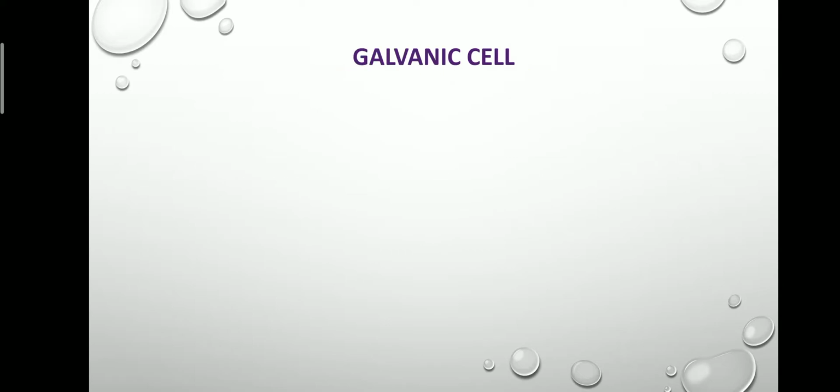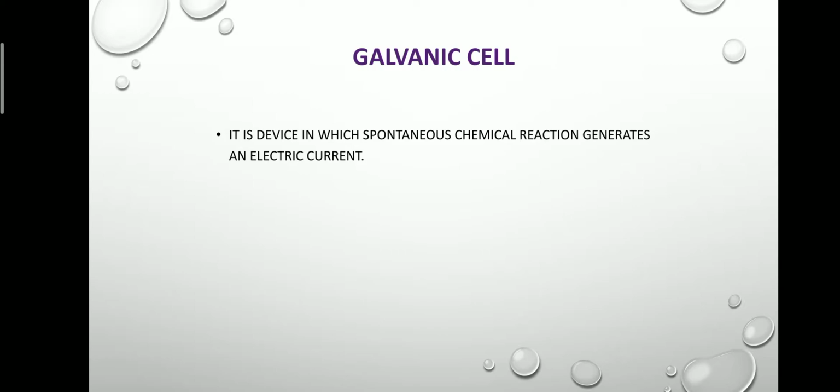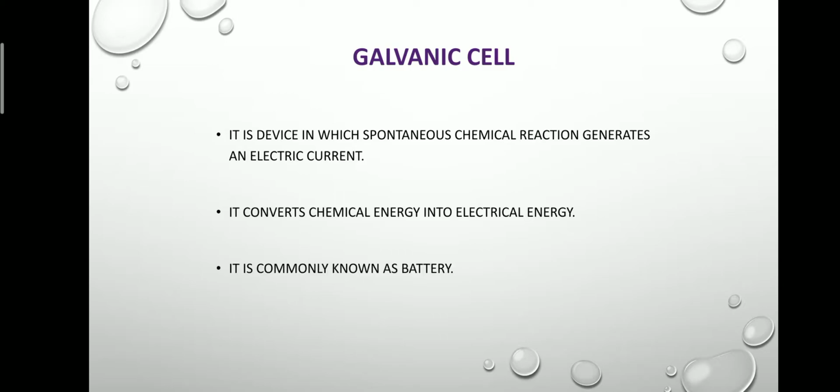Next is your galvanic cell. It is a device in which the reaction is a spontaneous chemical reaction. By this chemical reaction, electrical current is produced. So basically it converts chemical energy into electrical energy, and it is commonly known as battery. So galvanic cells are commonly known as battery.